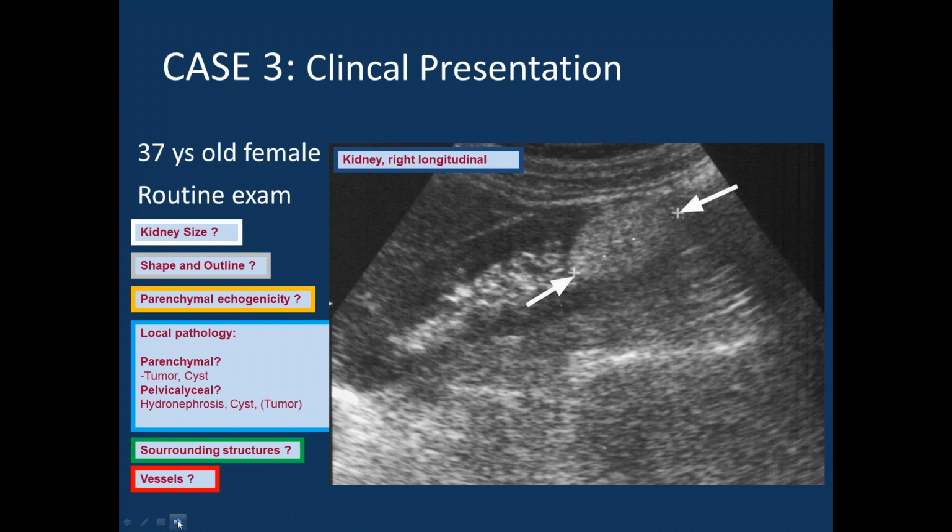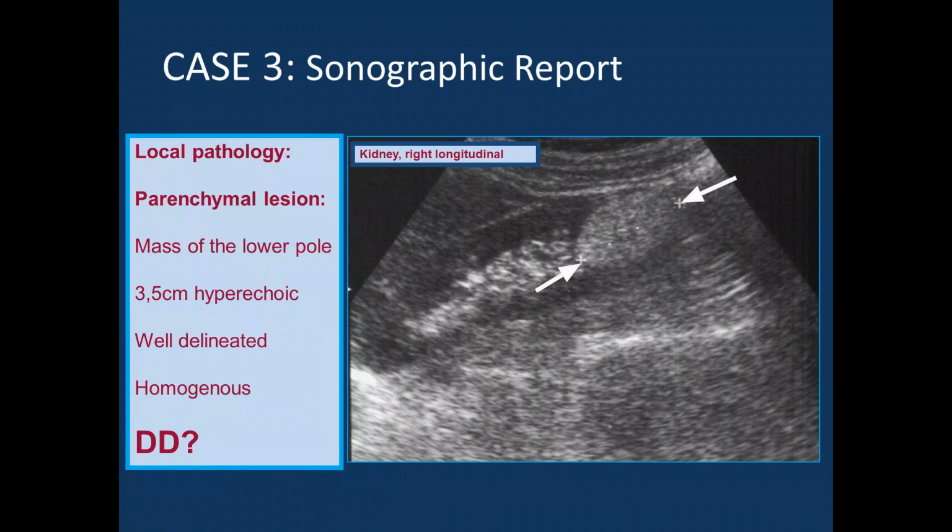But we had already some good suggestions. So let's define this local pathology. It's a parenchymal lesion. It's a mass of the lower pole. The size you cannot see, but I tell you it's 3.5 centimeters. It's hyperechoic, well delineated and more or less homogeneous. I like the suggestion of a central scar, as we sometimes can see that in oncocytoma.